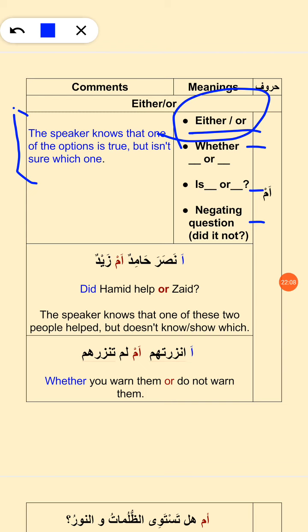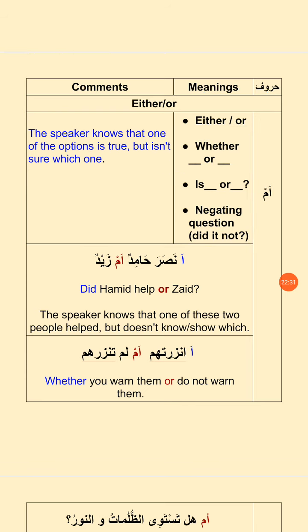Am simply means either or, or whether or. It can also be used for this, that is, is it a cat or a dog. Okay, did it not rain, or did I not tell you to do this or this? All right, so these are kind of negating questions. You'll spot them on your own. It doesn't matter. Just know that these forms exist.